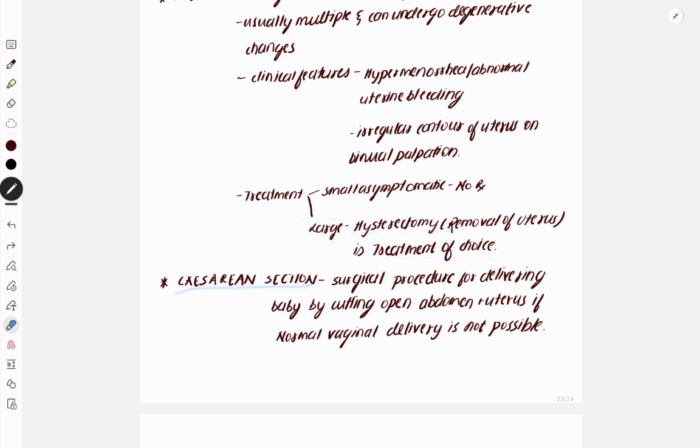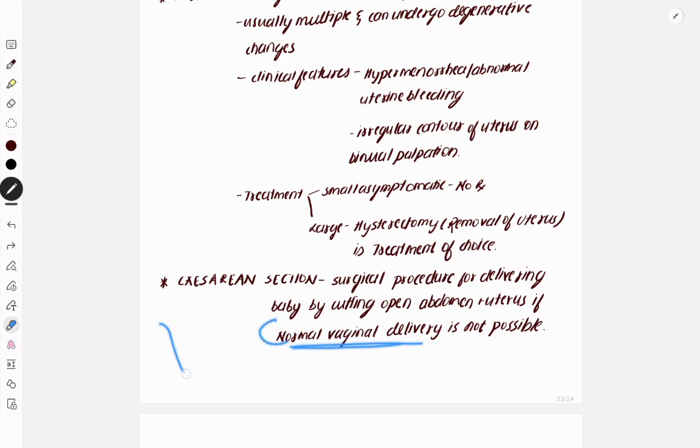What is a cesarean section? Cesarean section is a surgical procedure for delivering the baby by cutting open the abdomen and the uterus if normal vaginal delivery is not possible. Usually the delivery of the baby is done through the vagina, but in certain complications or in certain high risk pregnancies, the normal vaginal delivery is not possible.